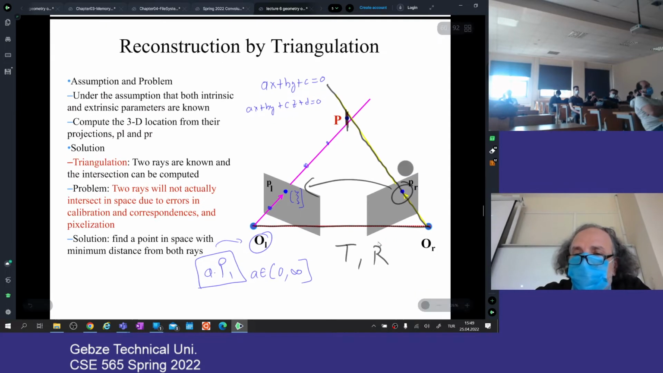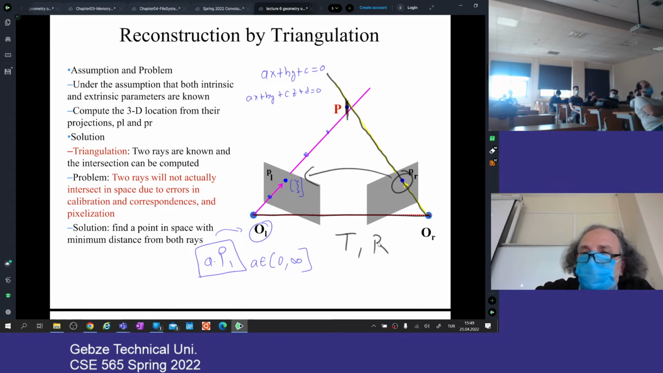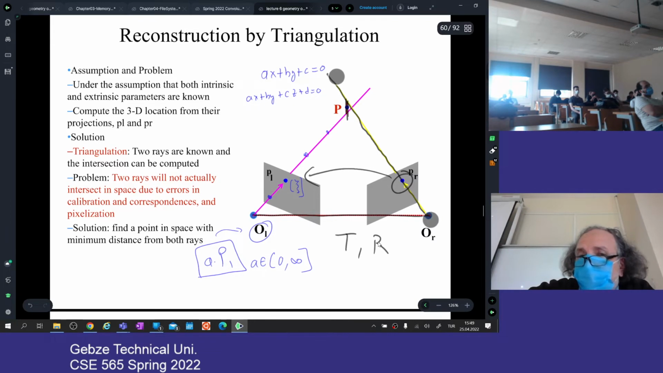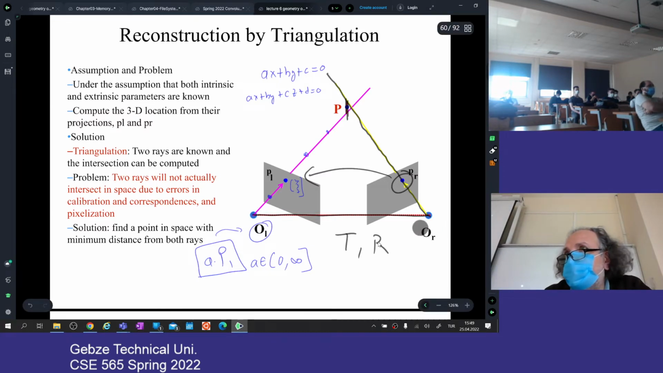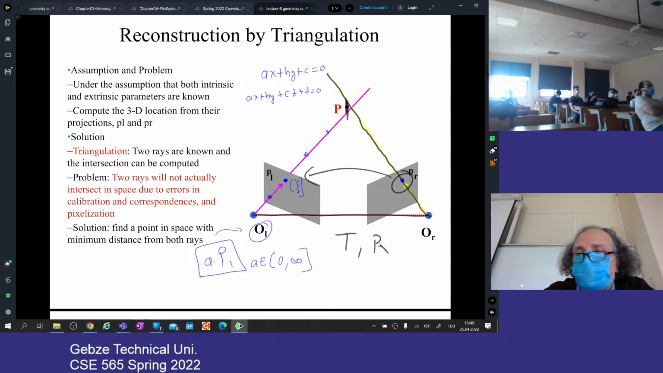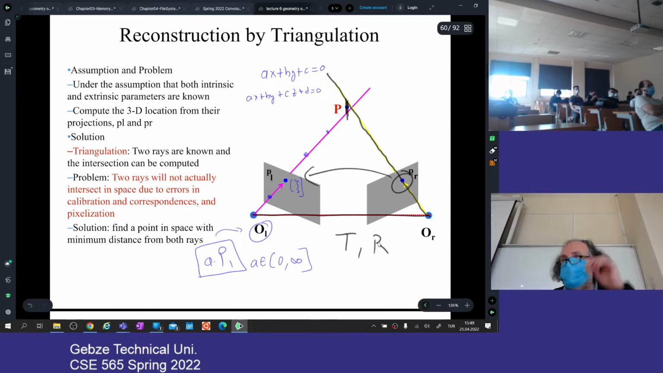And similarly, I am going to do this B PR, and it's going to represent this line, but it will be in the coordinate system of the right camera. I would like to represent it in the left camera, so I need to rotate that point using the R, and after that I need to add this T. That's what I'm going to do.